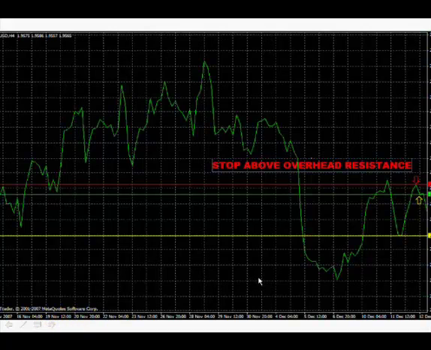Where do we want to place our stop? We want to place our stop above the very first level of resistance because we're going short. If we were going long, say we went here, we went long, we want to place our stop below the very first level of support. So if you're going long, your stop goes below support. If you're going short, your stop goes above resistance.